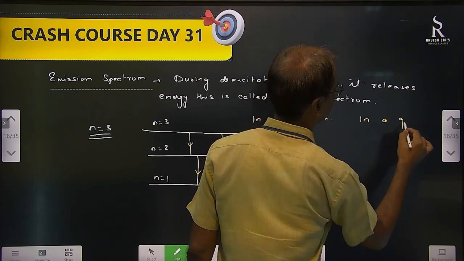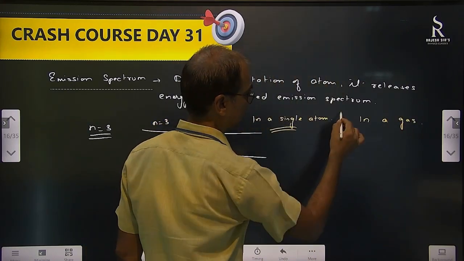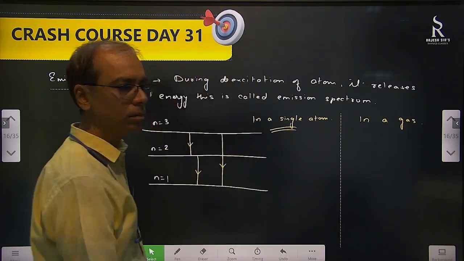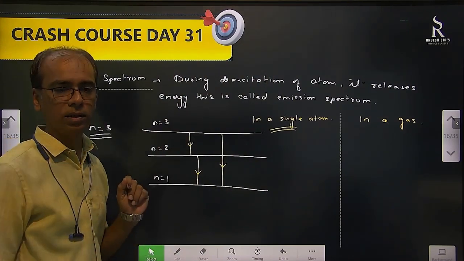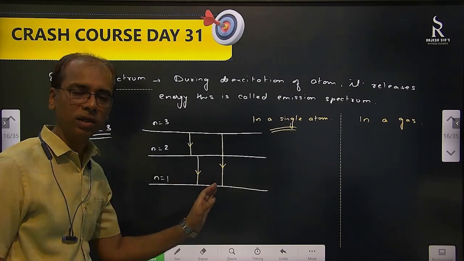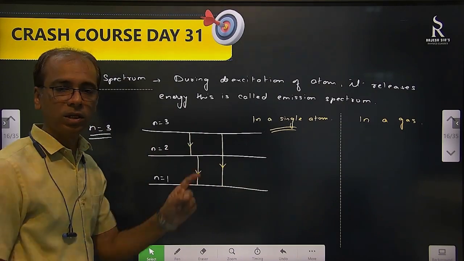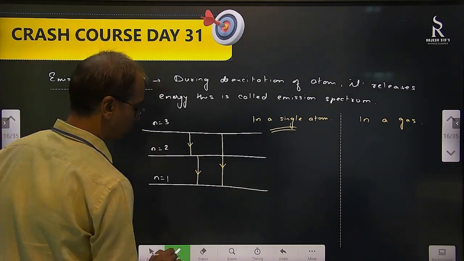But if we talk about a gas, now in a gas what will happen? In a gas there will be many atoms. So what are the possible number of photons we are going to get in that gas? There is 3. This also will be there, this also will be there, this also will be there. Some atoms will de-excite in this way, some in this way. So here the possible number of photons will be 3.